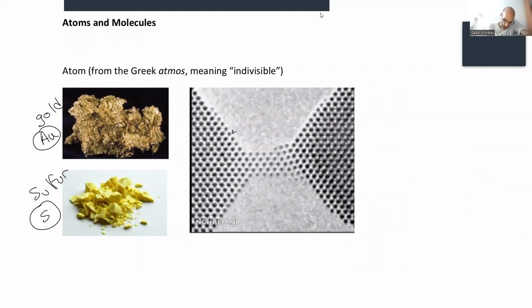We have some really interesting ways to see these things. This is, I believe, silver, Ag, and each of these little spheres is a silver atom. So we are actually capable of seeing these things with some pretty neat photography. So just recognize that an atom is one of these spheres. It's this indivisible type of particle that we're going to start to look at.